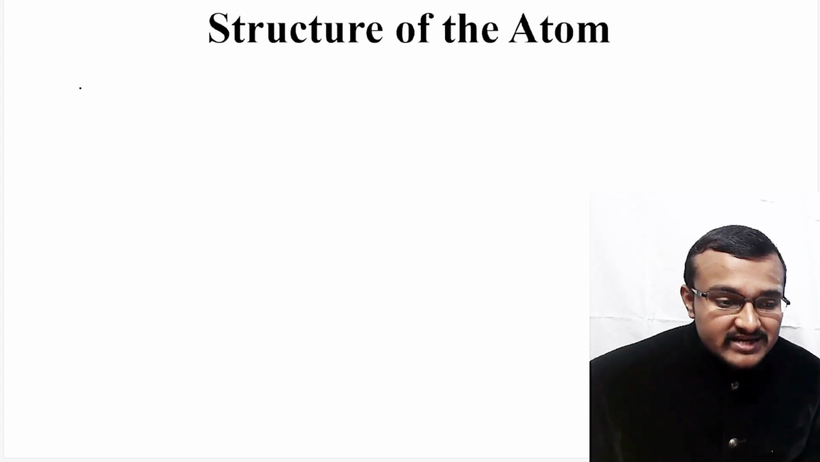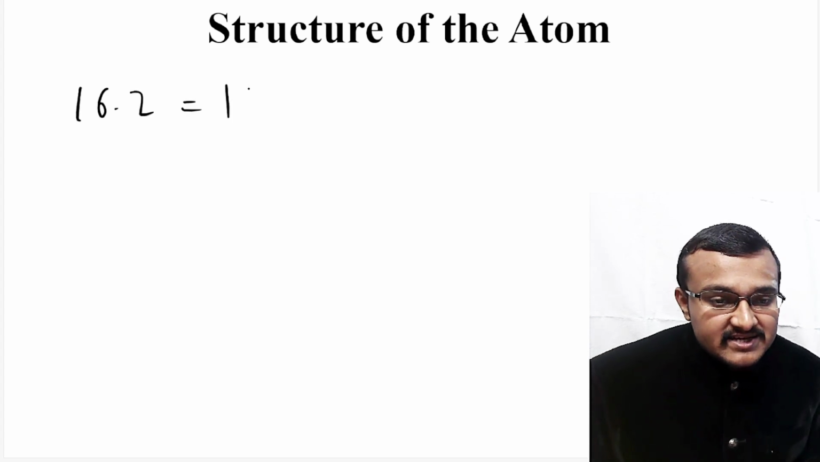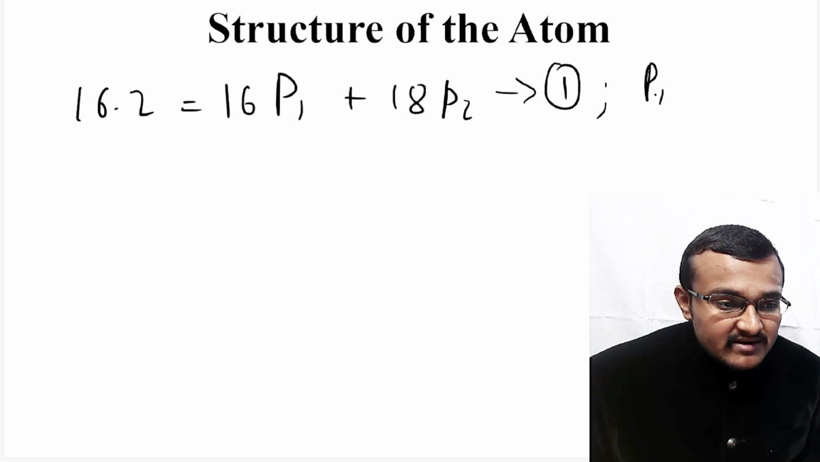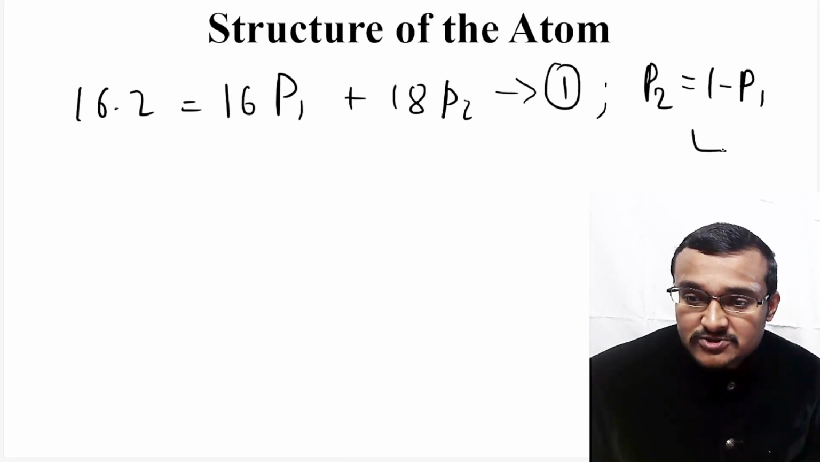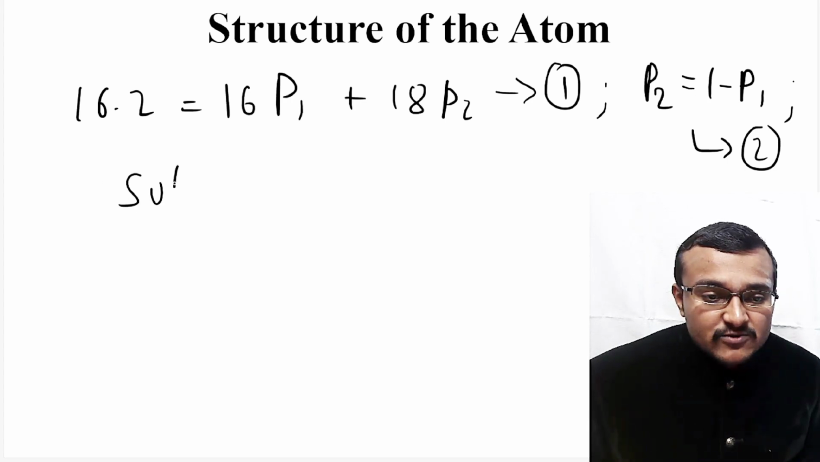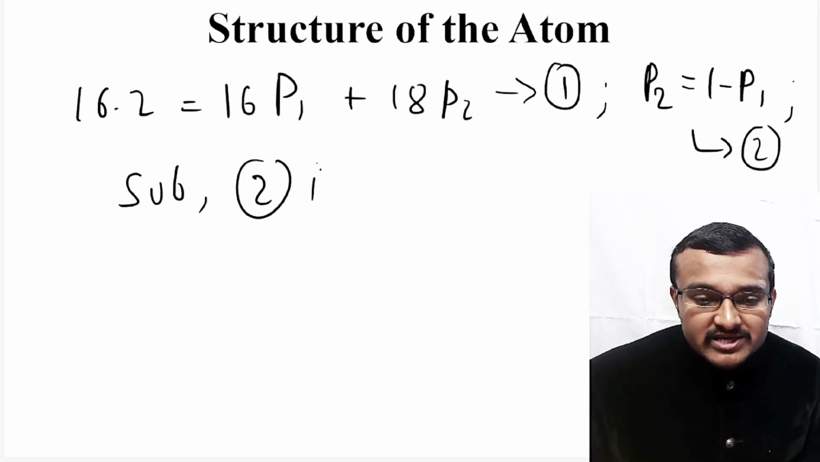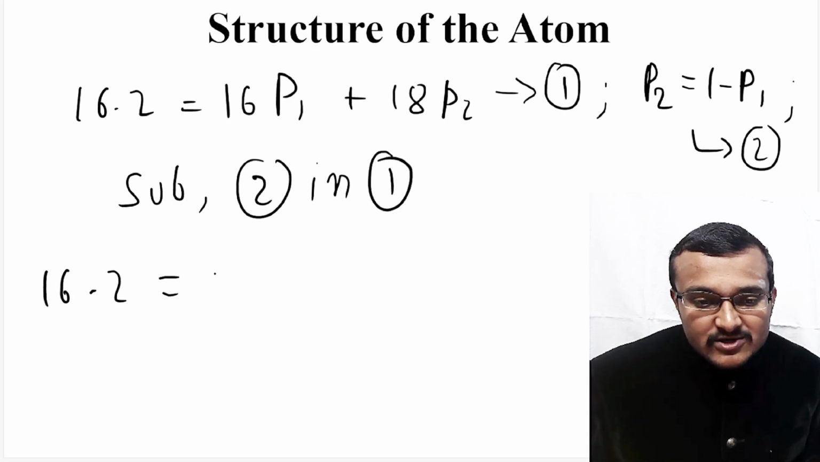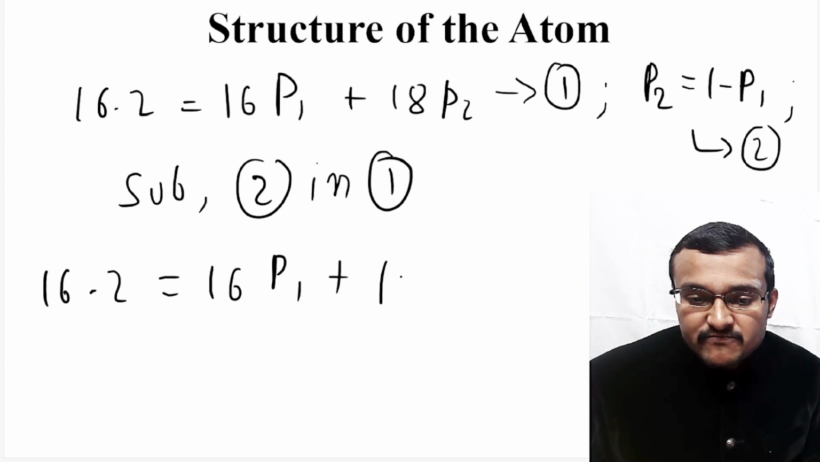Let me write both the equations here. 16.2 is equal to 16 P1 plus 18 P2 is equation 1, and equation 2 is P2 is equal to 1 minus P1. Now you can substitute equation 2 in equation 1. So you will get 16.2 is equal to 16 into P1 plus 18 into, in the place of P2, you write 1 minus P1, that is equation 2.